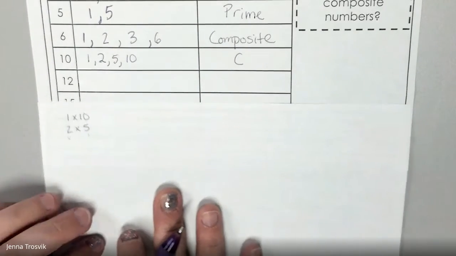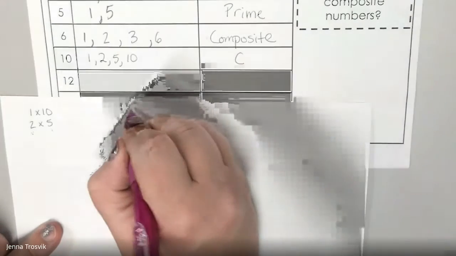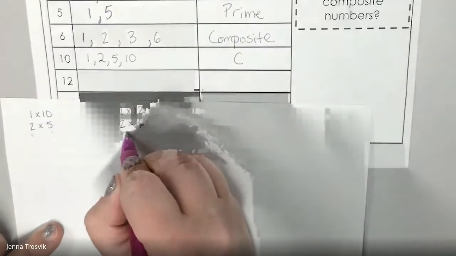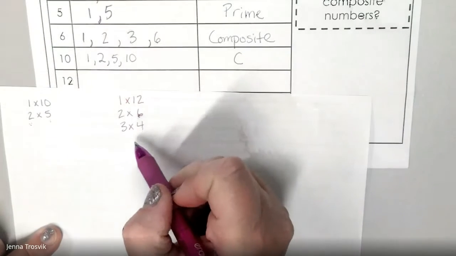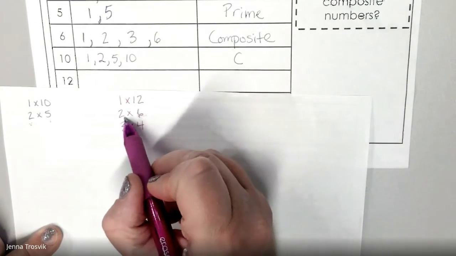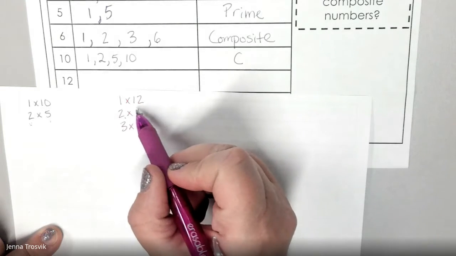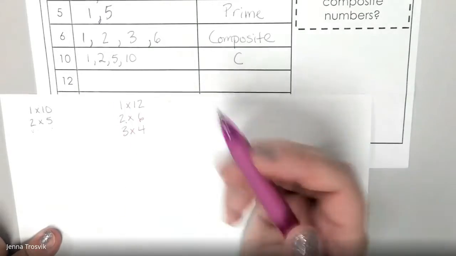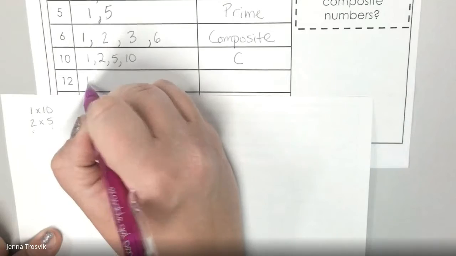Number 12, we're going to do next. Number 12, I can take 1 times 12, 2 times 6, 3 times 4, and I know there's no number times 5, but I also used 6 already. There's no number times 7. There's no number times 8 that equals 12, 9, 10, or 11. So therefore, these are all my factors of 12. I'm going to start least to greatest.